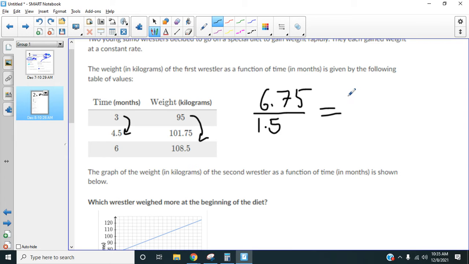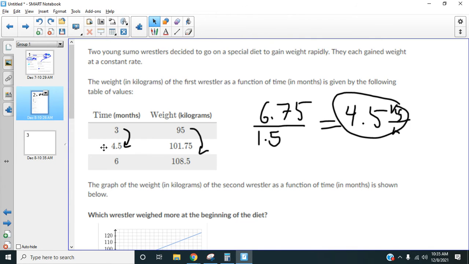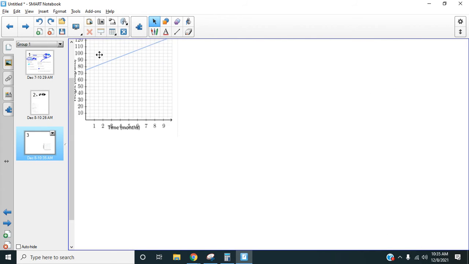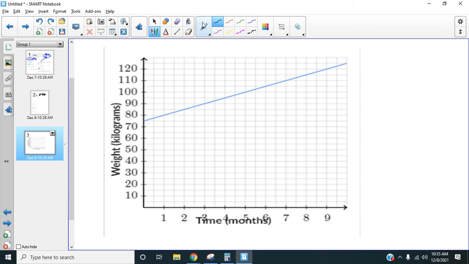What do we get? Was it 4 point what? 4.5? Okay. That's 4.5 kilograms per month. How about down here? All right, let me zoom in on this a little bit. We've got a graph. Well, we haven't looked at graphs yet, but we can here. Let's pick a couple spots on the line.